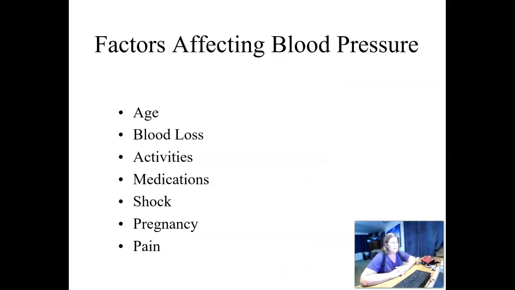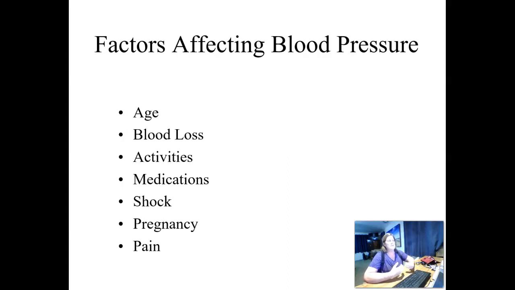So there are many things that can impact our blood pressure. Age is one of them. As we get older, so blood pressure is low for a child. So we said heart rate was fast for a child, respirations were fast for a child, but blood pressure is much lower for a child. It gets to a normal range around 12 years of age. It starts getting into that normal range again.